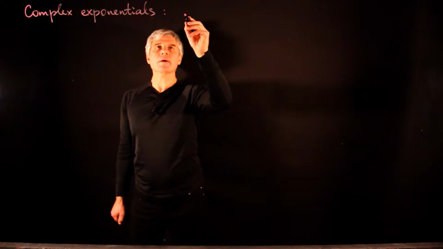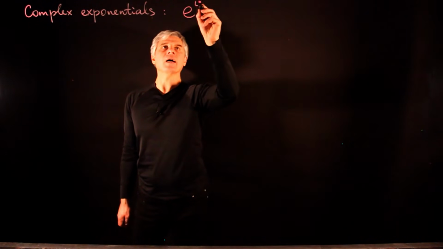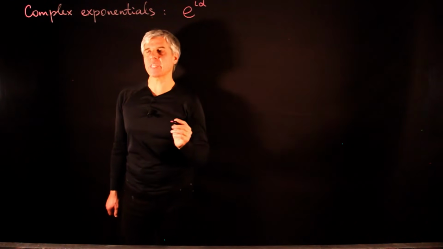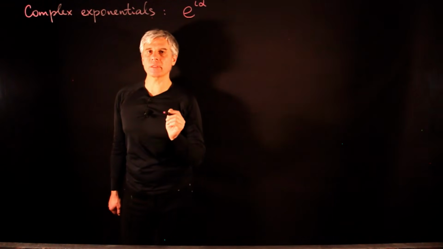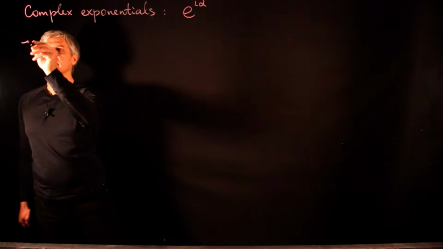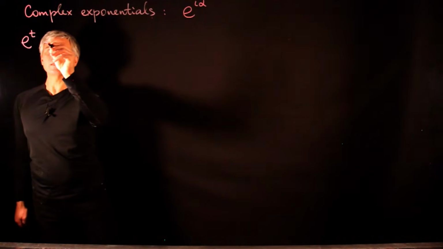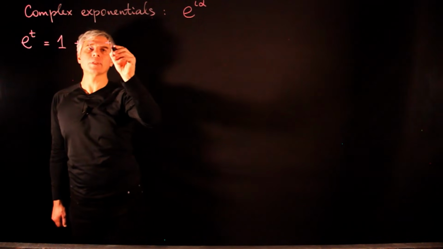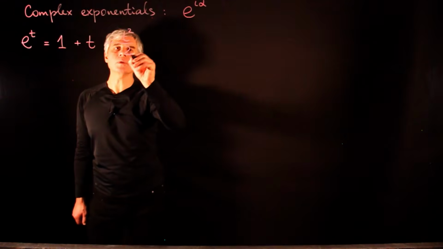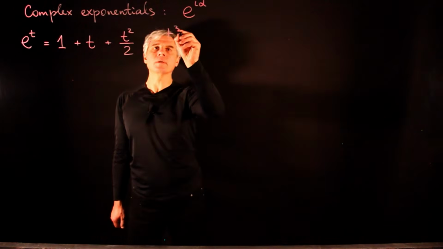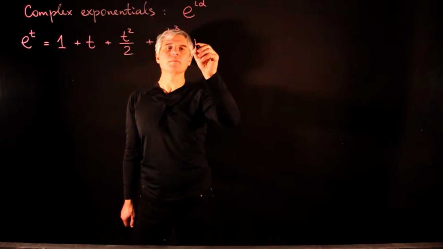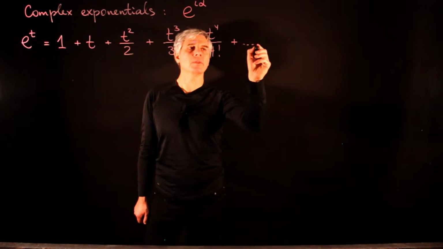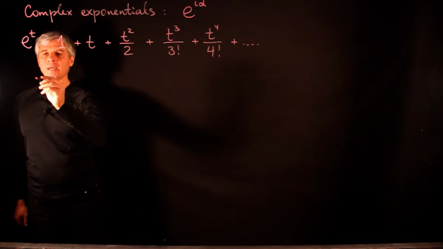Here we want to figure out how we can compute e to the i alpha. To compute this, I will assume your familiarity with calculus, and more precisely with the Taylor series. So the Taylor series for e to the power t is the following: 1 plus t plus t squared over 2 plus t cubed over 3 factorial plus t to the power 4 over 4 factorial, and so on. Now let us take t to be i alpha.